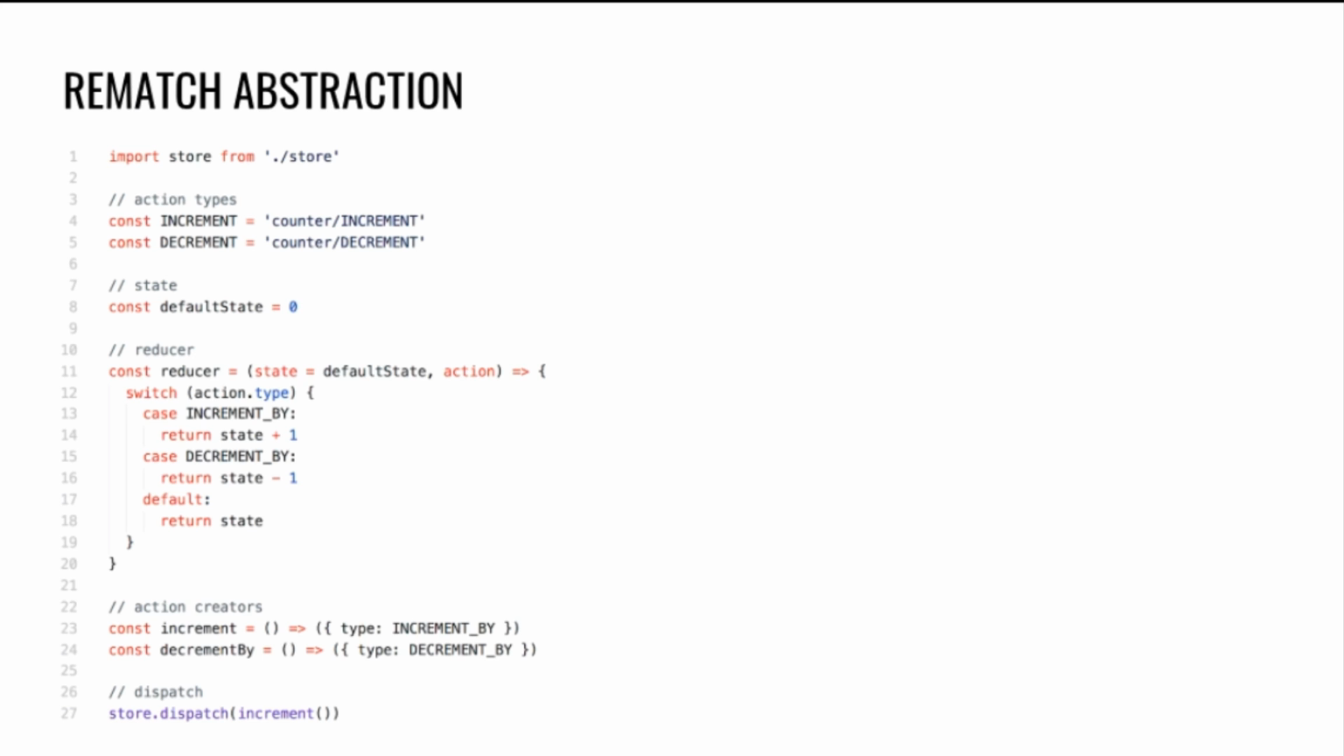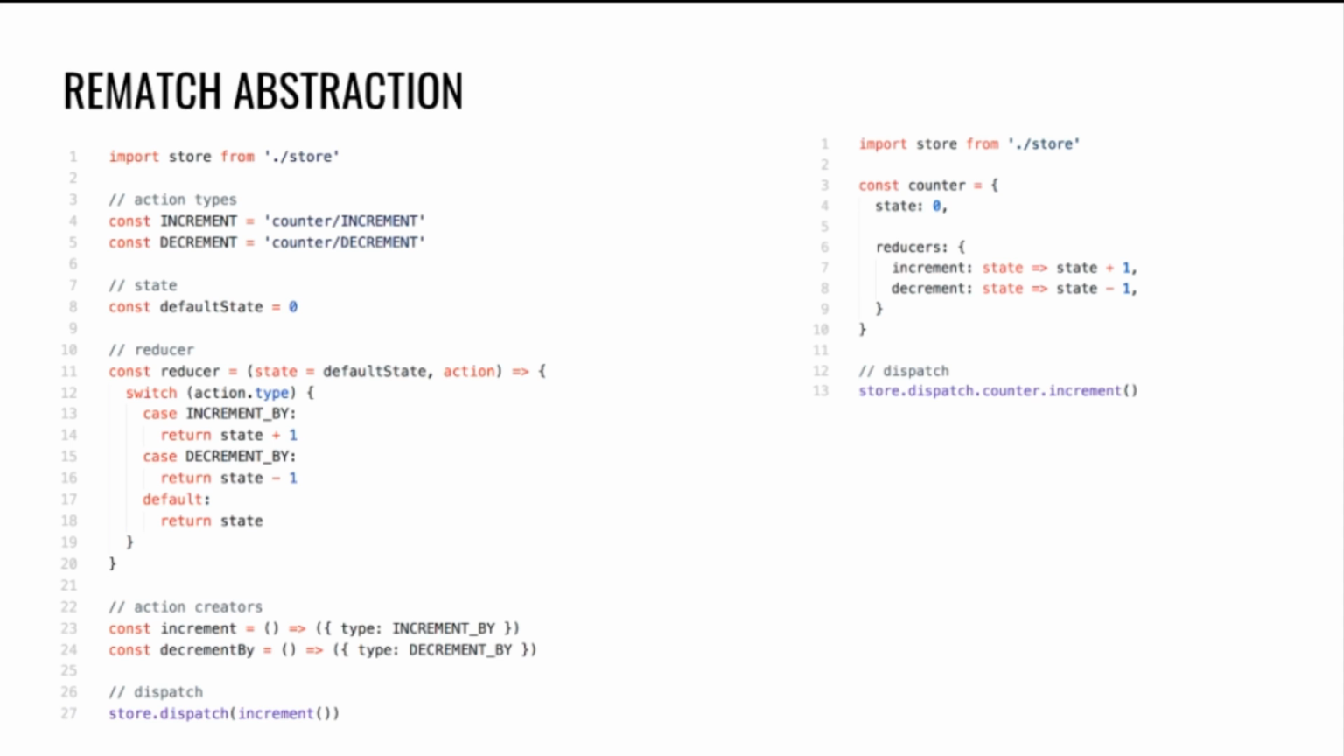So it's a lot shorter, it's very concise, and unlike the Redux version, it's very easy to understand what is going on here. So the counter is our model. It has a state, the default state, which is zero, and then we have reducers, which are just named functions, so we don't have to deal with the string-based types, we don't need to run ugly switch case statements. Everything is clean and concise. And that's basically what rematch does.